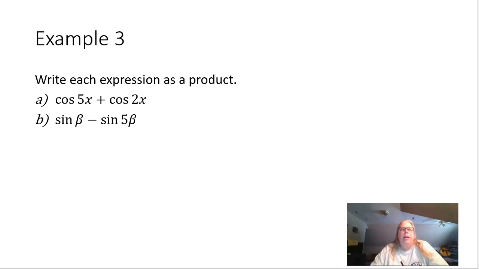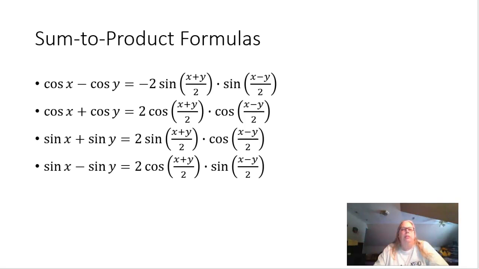Example 3, write each expression as a product. Part A, cosine 5x plus cosine 2x. All right, let's back up. We have a cosine plus a cosine. That's going to be this formula right here where we have a cosine plus a cosine. We're going to turn it into this over here. We're going to have 2 times the cosine of the sum over 2 times the cosine of the difference over 2. So 2 times the cosine of the sum times the cosine of the difference.